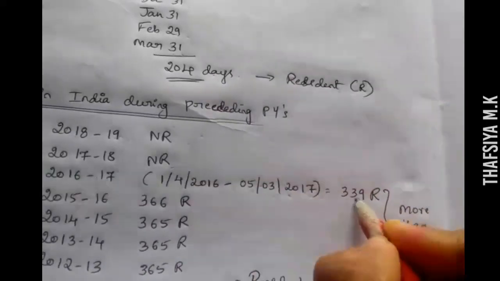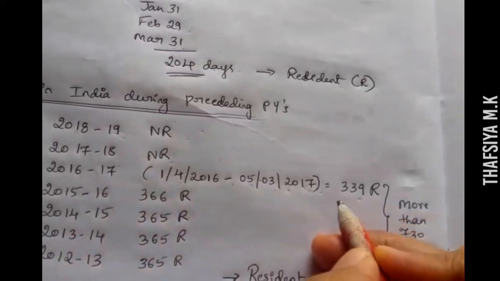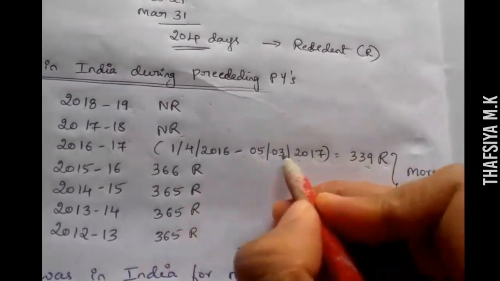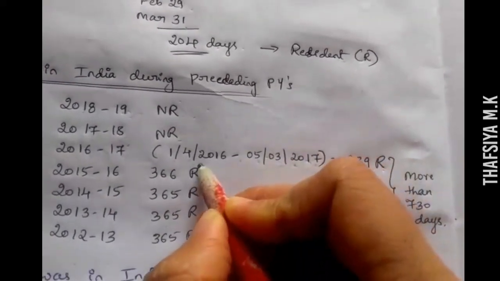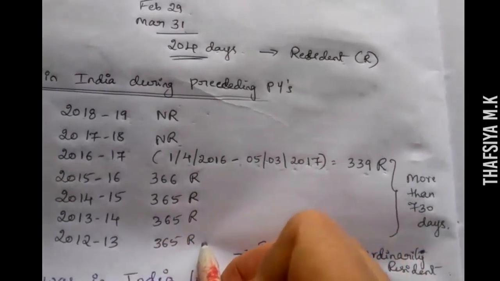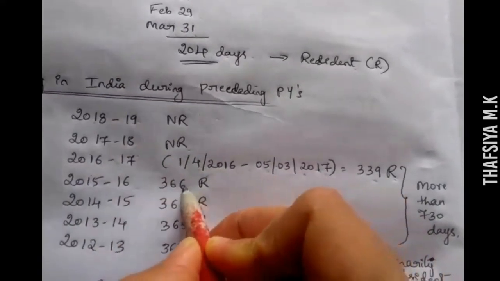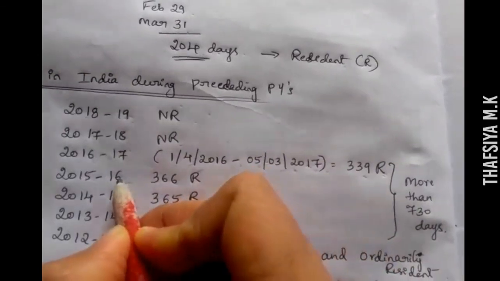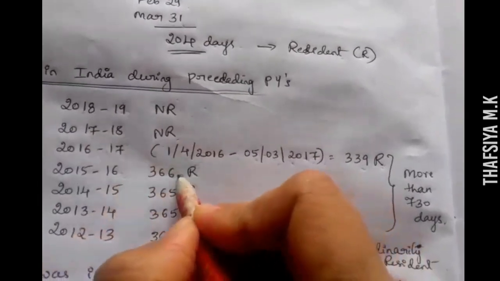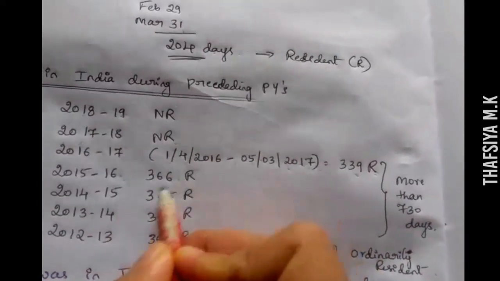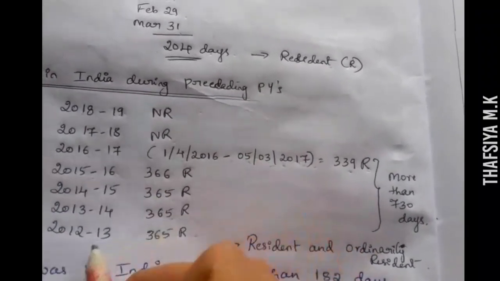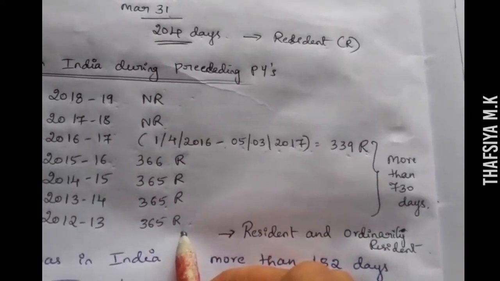So in the financial year 2016-17, he was resident in India for 339 days. He left on 5th March 2017, which means before that he was a resident in India. Up to 2015 means for 22 years he lived in India. For 2015-16 he was in India 366 days, because 2016 is a leap year. So in that year February has 29 days, making 366 days resident. Then 2014-15, 365 days resident. 2013-14, 365 days resident. 2012-13, 365 days resident.